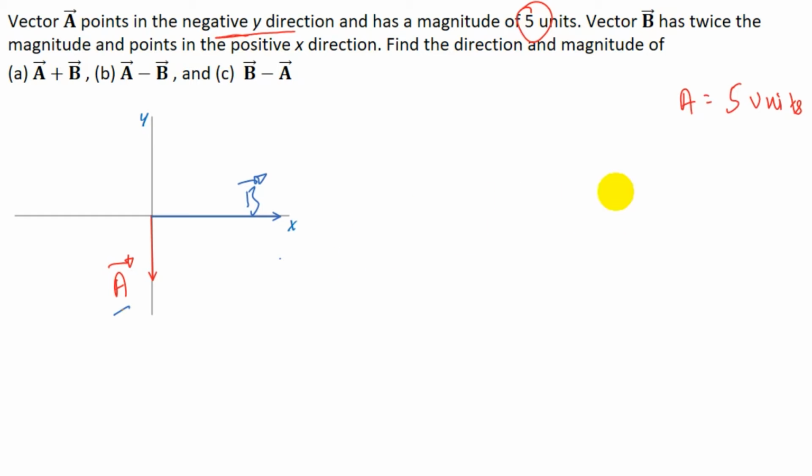Okay, now there are 3 questions that we need to solve. In the first part, we have to find the direction and the magnitude of the vector sum, vector A plus vector B. Now we already know how to add 2 vectors. So let this be vector C. We can name it vector C. So vector C would look something like that. This would be vector C.